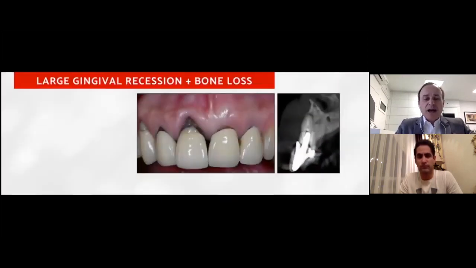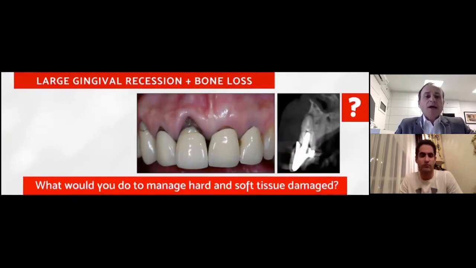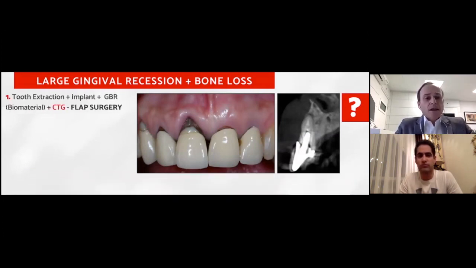So here we have our problem. We have the gingival recession. We have the total loss of the buccal wall. And what would you do to manage hard and soft tissue damage? According to the literature, number one, we can do the tooth extraction plus implant plus GBR plus CT graft, connective tissue graft using flapless surgery. This is the most well-known procedure.